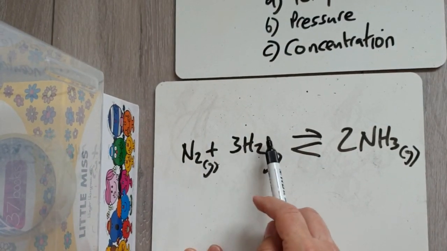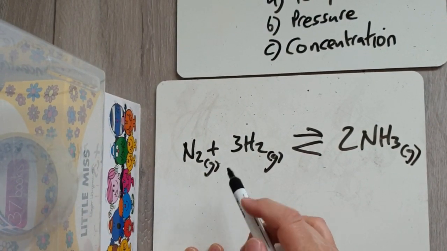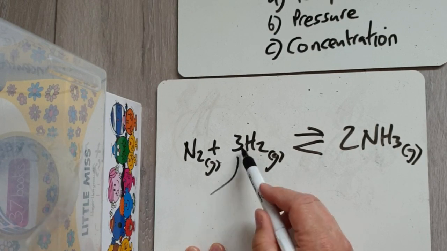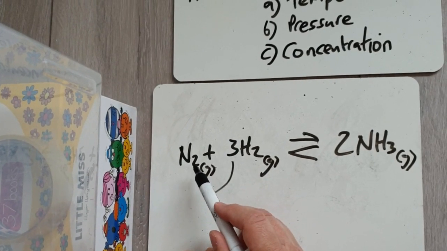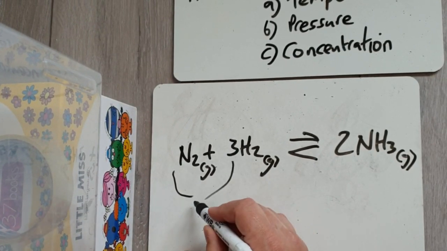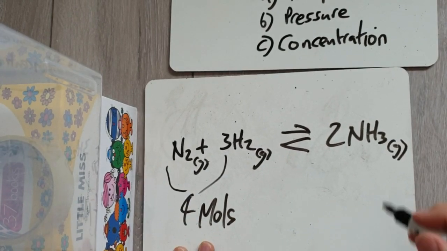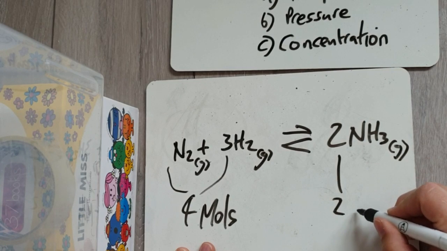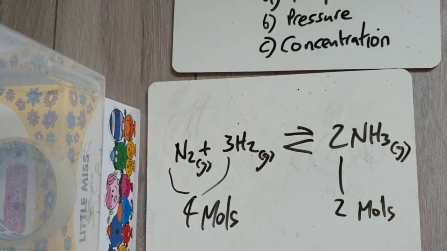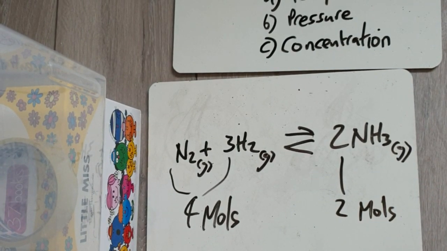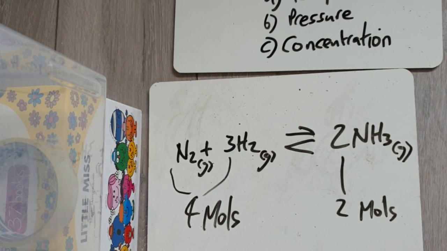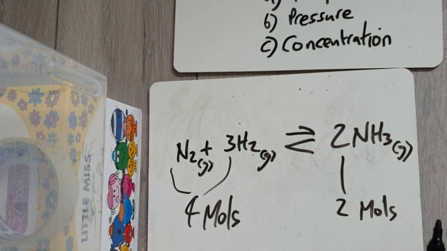So if we look at that, how many moles of gas have we got over here? We've got 3 moles of H2, and we've got 1 mole from that. So there are 4 moles of gas on that side, and there are only 2 moles of gas on that side. Going back to Le Chatelier's principle, whatever we do to an equilibrium, it tries to do the opposite.